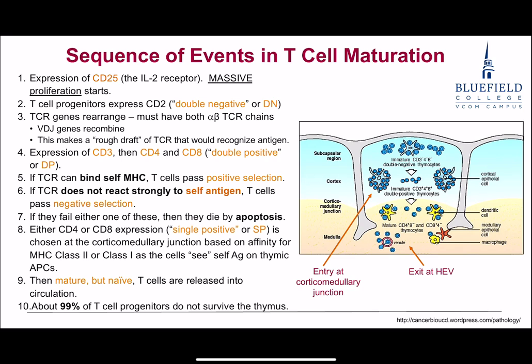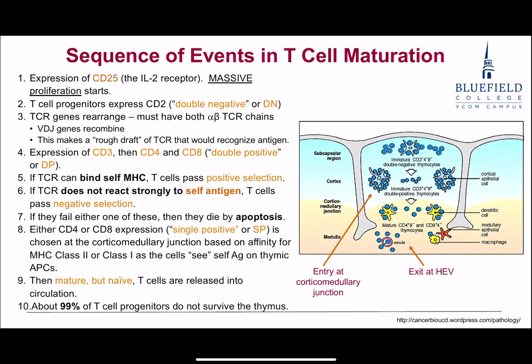All right? And then at that point, a second event that happens during that second checkpoint is they establish their preference. Do I prefer seeing my antigen on MHC class 1 or on MHC class 2?